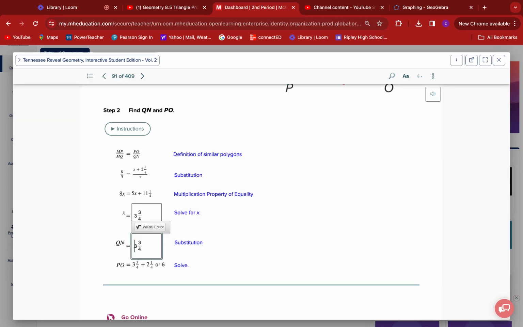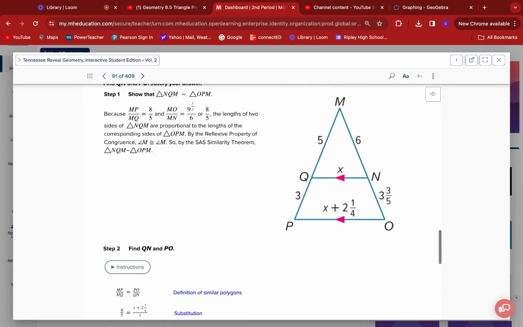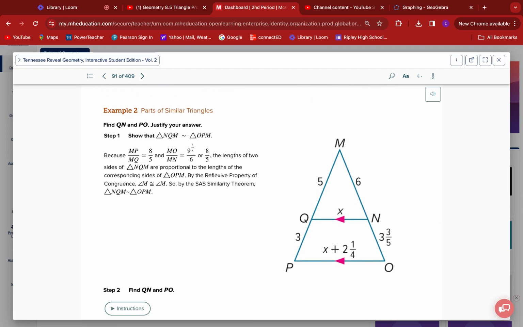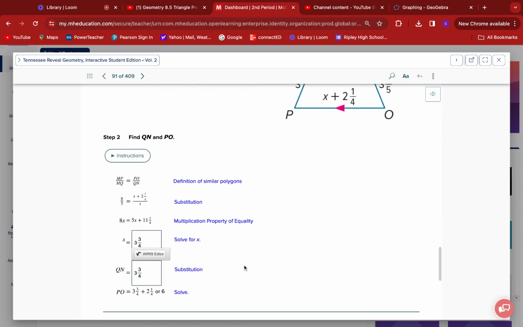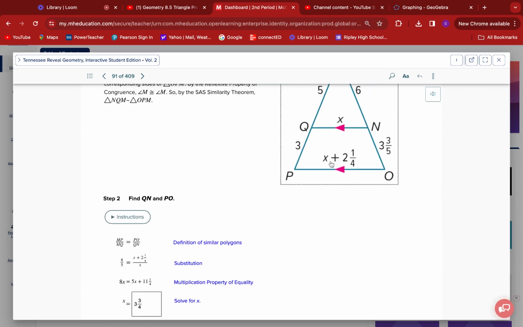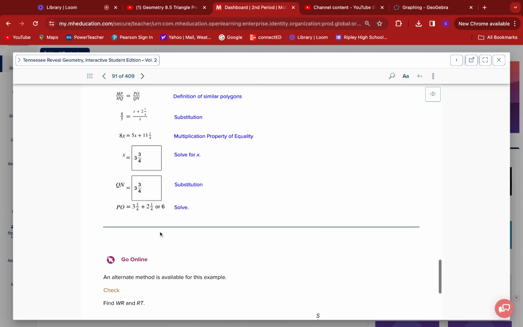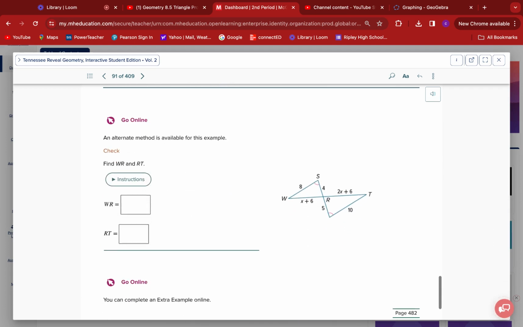Oh, I forgot they wanted, they wanted perimeter? Is that what they wanted? No, they wanted QN, which I just found. Oh, they wanted me to find PO. I got to do a little plugging and chugging. All right, so they're going to plug that 3 3/4 right there, add it to the 2 1/4 to find the distance of P to O, and they get a 6. Okay, done with that. All right, we're on to the check at the bottom of the page.